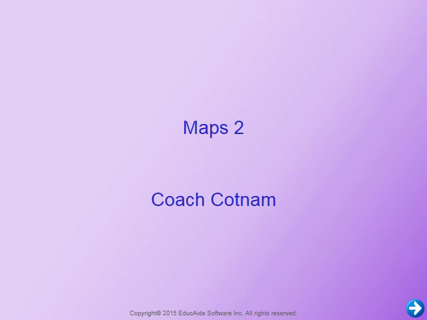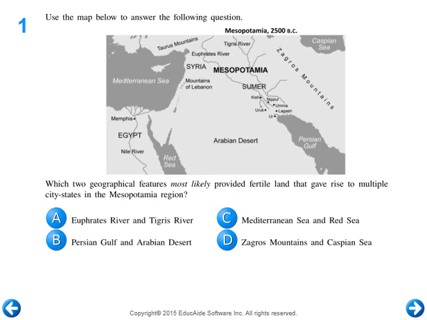Alright, so this will start our second set of map questions. The first one here: which two geographical features most likely provided fertile land that gave rise to multiple city-states in the Mesopotamian region?